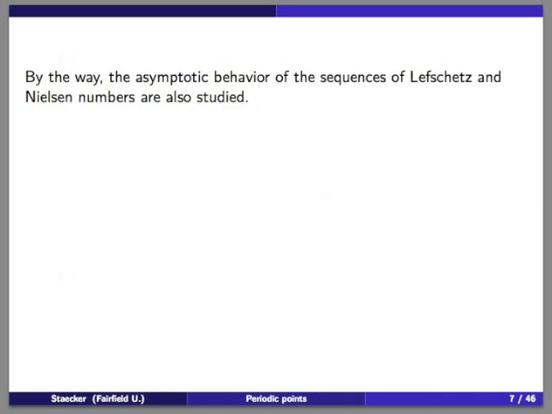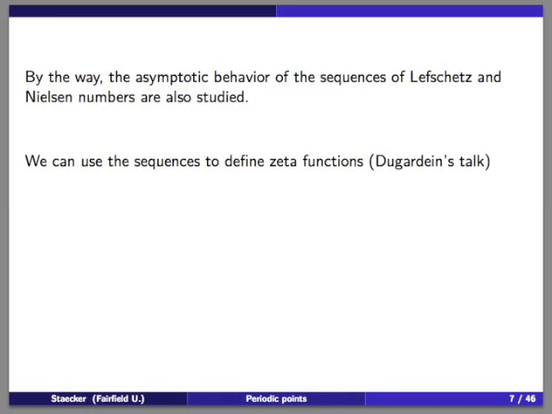By the way, I should mention, you can also study the asymptotic behavior of the sequence of Lefschetz numbers and the Nielsen numbers. You can use those sequences to define zeta functions, and I believe Gert-Jan is going to be talking about it. Did I say it right? Right. Okay. I don't know how to say your last name.